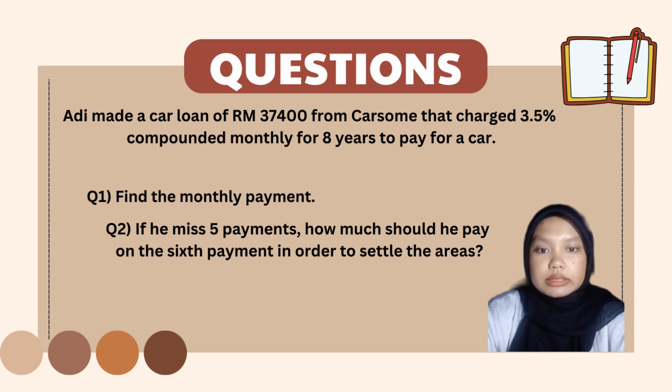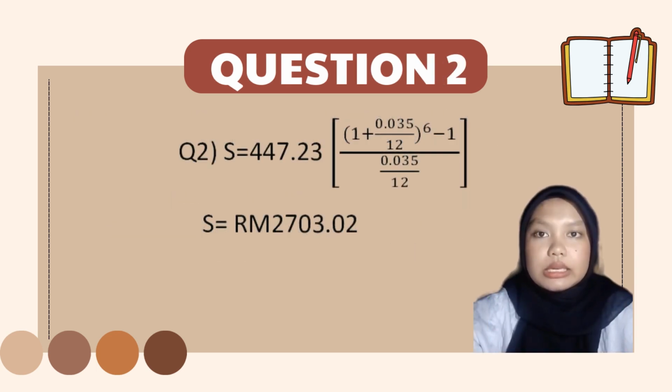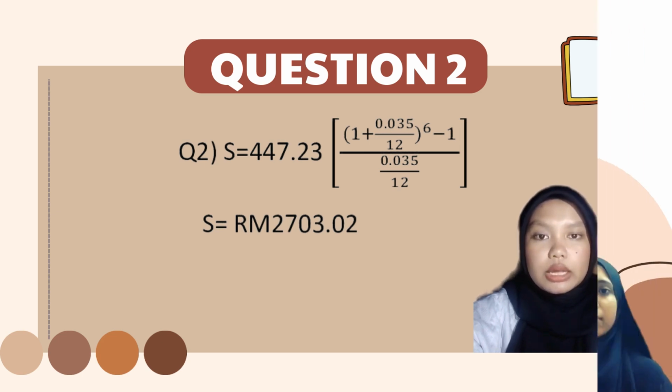Question 2. If he missed 5 payments, how much should he pay on the 6th payment in order to settle the arrears? The answer is S equals 447.23[((1 + 0.035/12)^6 - 1)/(0.035/12)]. Final answer is S equals RM2,703.02. That's the end of the question.